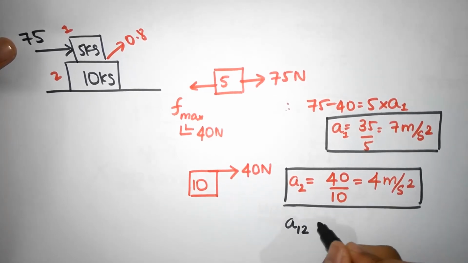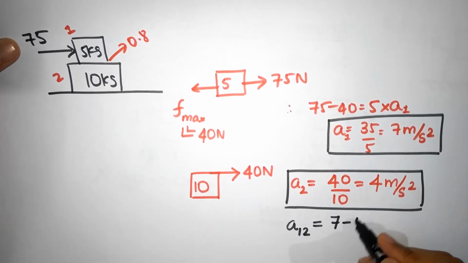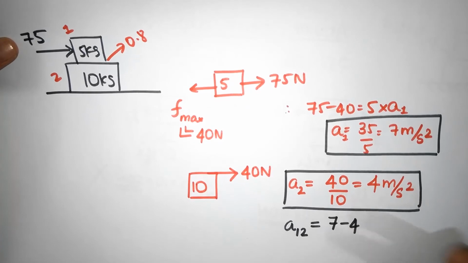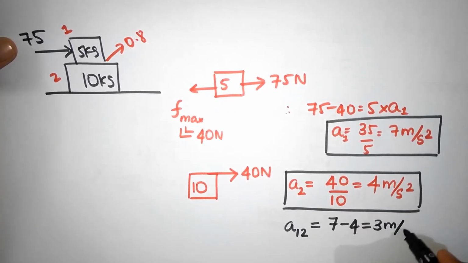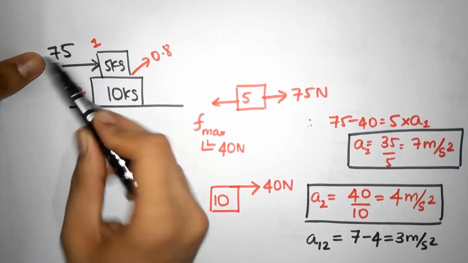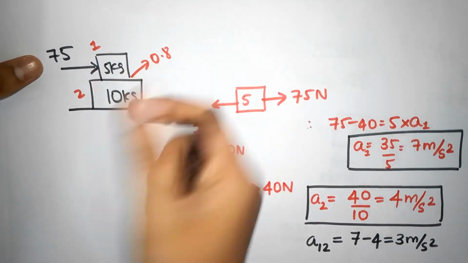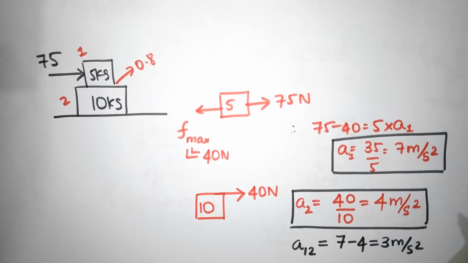We could also calculate what's the acceleration of the first block with respect to the second block. It's not asked, but we can do that. We can show off. That's going to be 7 minus 4. Remember, it's acceleration of first block minus acceleration of the second block, relative accelerations. So that's going to be 3 meters per second squared, which means with respect to the 10 kilogram block, the 5 kilogram block appears to be moving at 3 meters per second squared this way. It's going to overtake and eventually it's going to fall down. That's what's going to happen in this case.